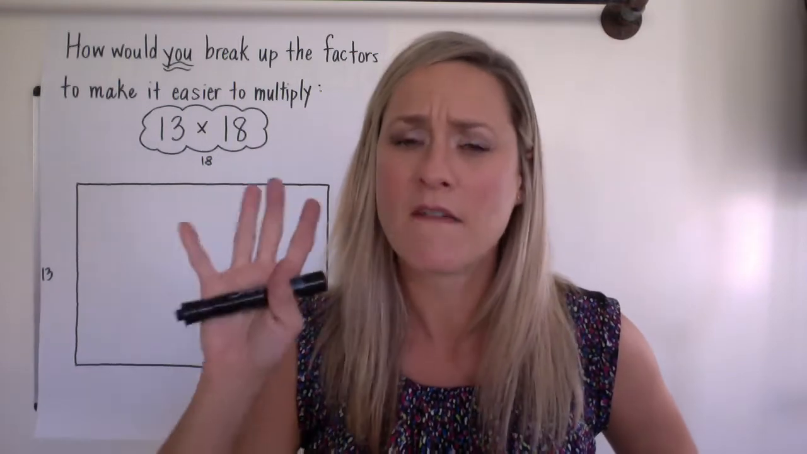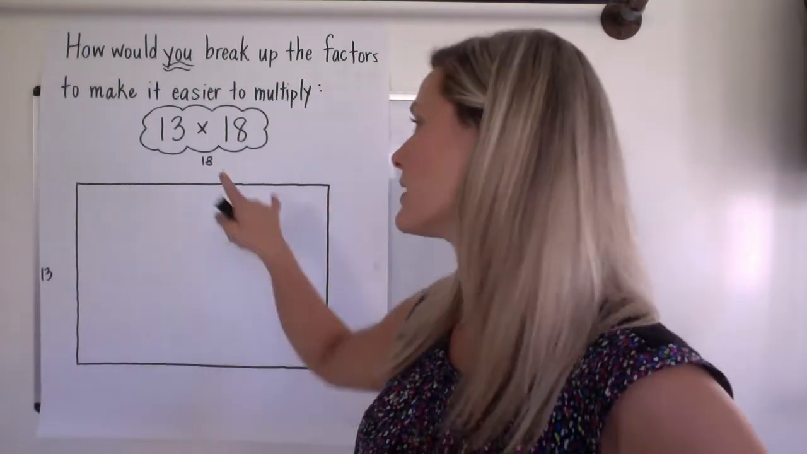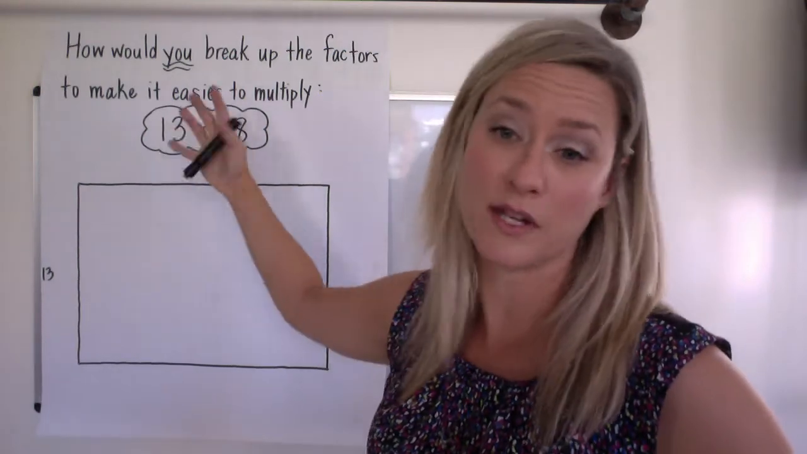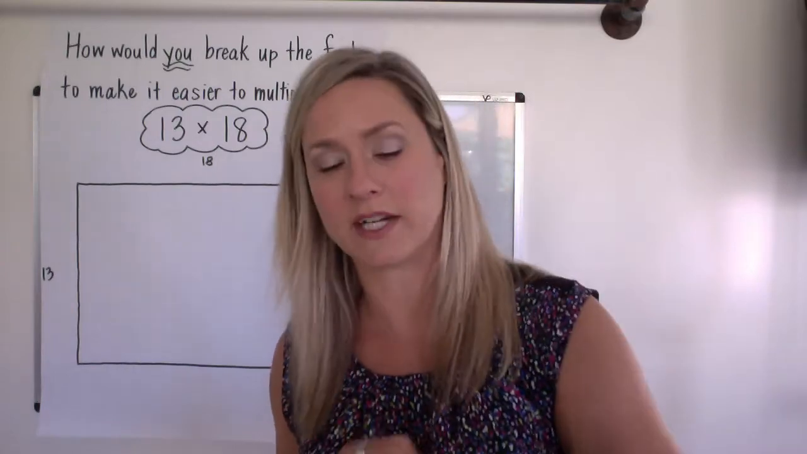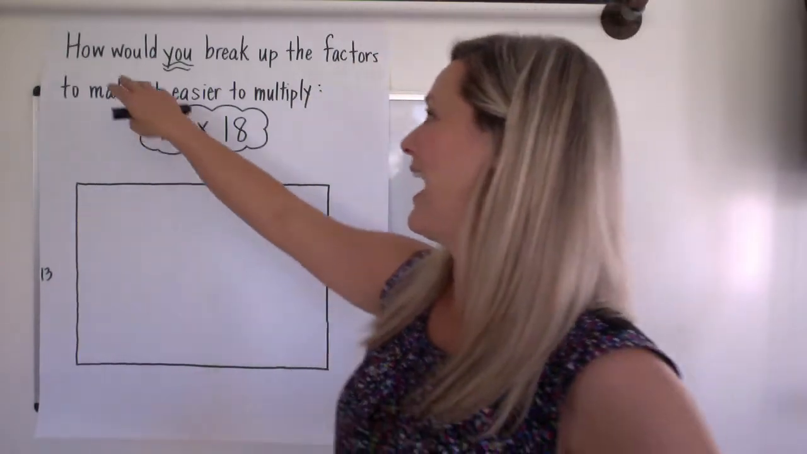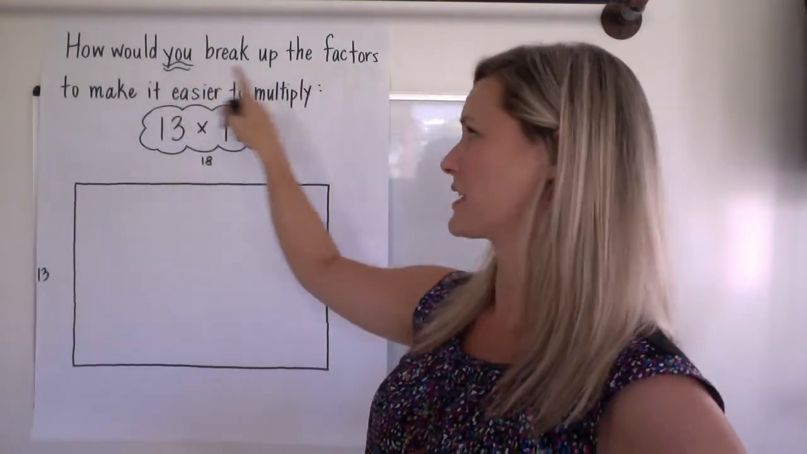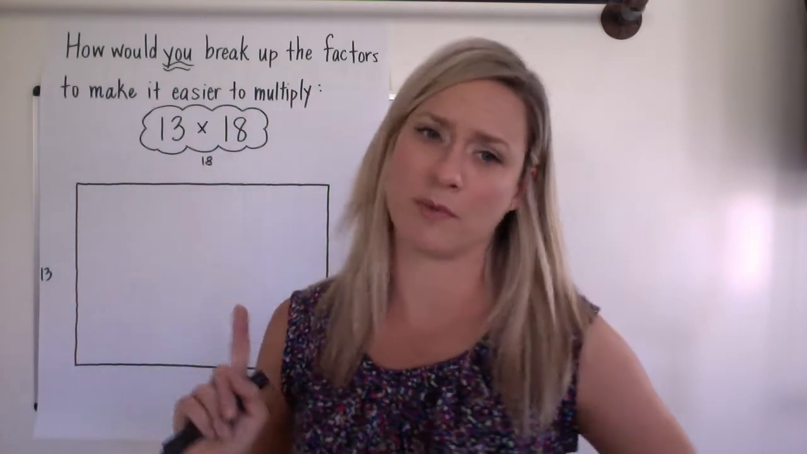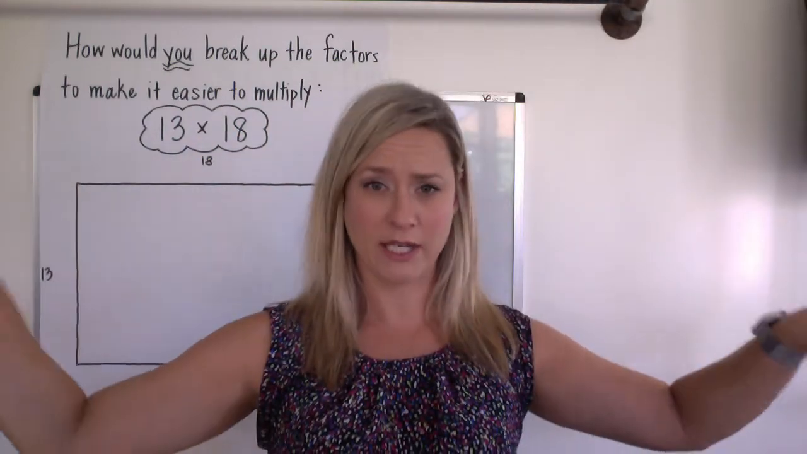Now remember, factors is a math vocab word that we need to know, and those are the two things that you're multiplying together, or the numbers that are being multiplied together. And the answer would be called the product, right? So today's big question that I have for you is, how would you, not me, but you, break up the factors to make it easier to multiply 13 times 18? All right, because this is kind of a biggie.